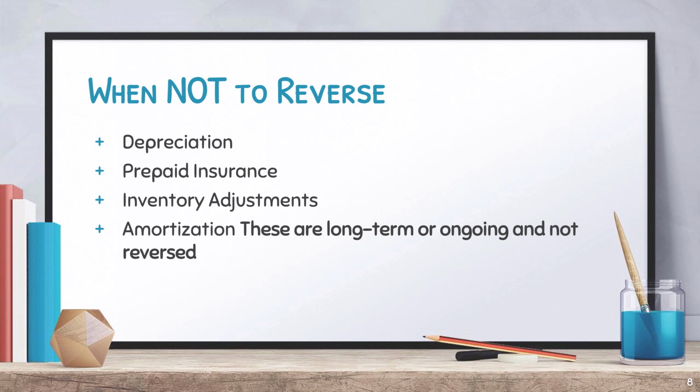Not every adjusting entry gets reversed. For example, prepaid expenses like insurance or rent are gradually used up over time. These are not reversed because they don't involve payables or receivables that would confuse future cash payments or receipts. In short, if the adjusting entry doesn't impact cash flow timing or create a short-term liability or asset that will reverse itself, you usually leave it alone.